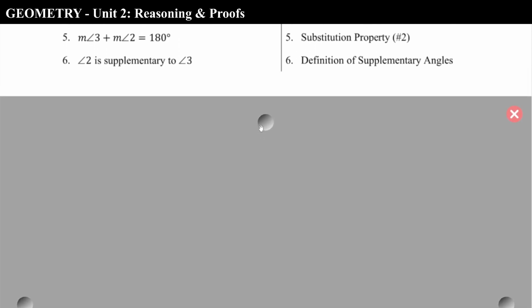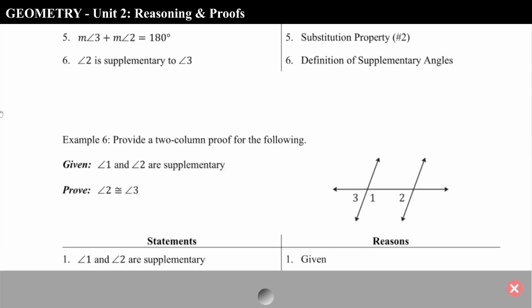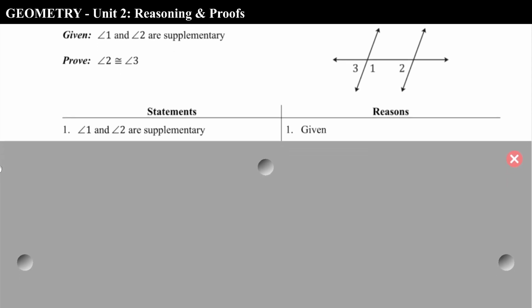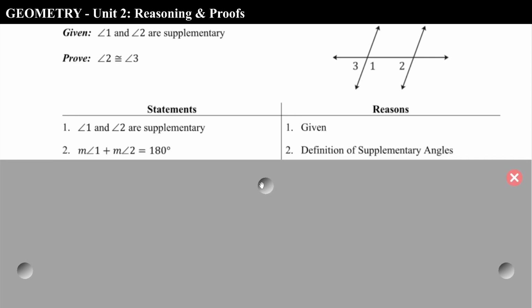All right, let's head on down to the next example. Example 6, we are going to provide a 2-column proof for the following. So I'm going to go ahead and pull this up. Angle 1 and angle 2 are supplementary. That's information that we are given. We are going to prove that angle 2 and angle 3 are congruent. So we start with what we're given. And since they're supplementary, then we know that the measure of angle 1 plus the measure of angle 2 has to be 180 degrees, given this definition of supplementary angles.